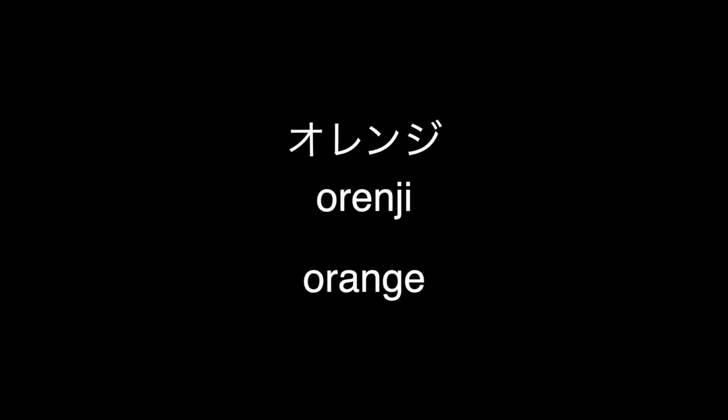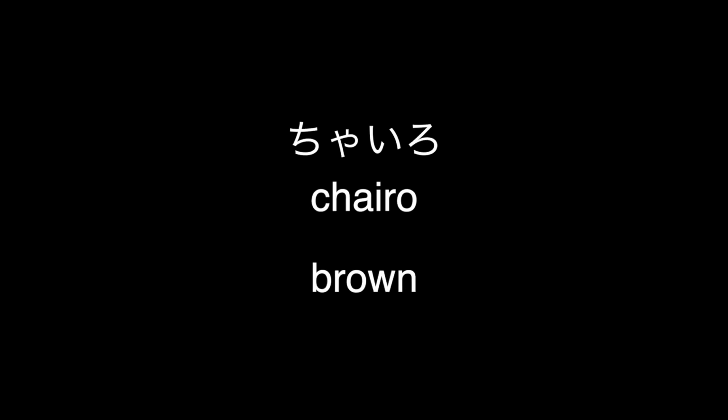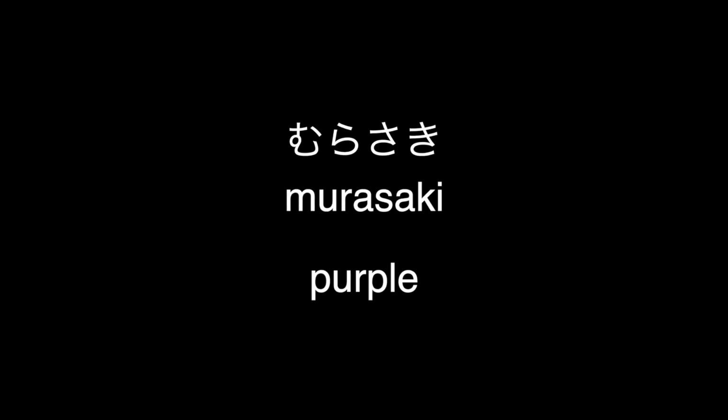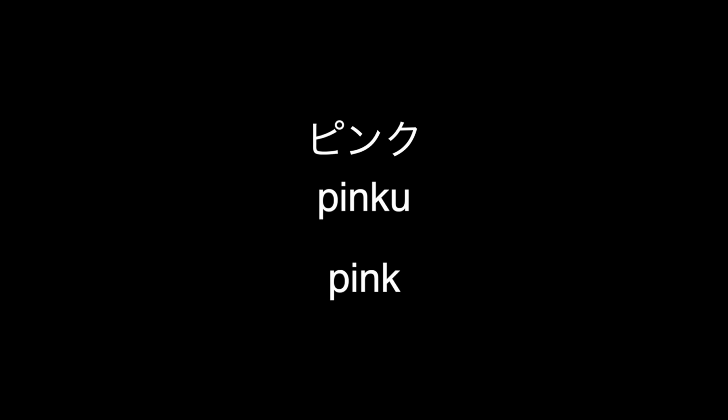So basic colors, we have kuro, black. Shiro, white. Orenji, orange. Aka, red. Ao, blue. Chairo, brown. Kiro, yellow. Midori, green. Murasaki, purple. Pinku, pink. Now that's not every color in Japanese, but that's a pretty good baseline for some colors for you to get started with color vocabulary.